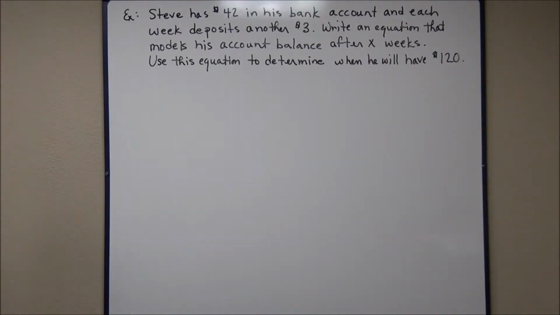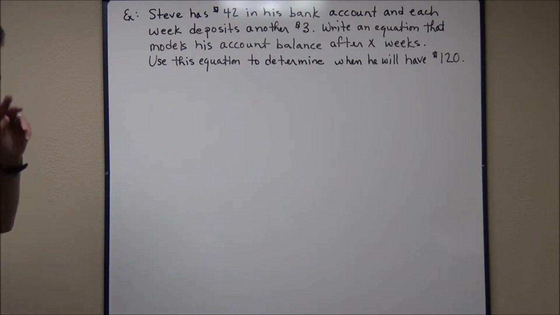Okay, we have a little story problem here that we're going to use slope-intercept form on. It says Steve has $42 in his bank account, and each week deposits another $3. Write an equation that models his account's balance after x weeks, not after 1 week, 2 weeks, 3 weeks, after x weeks. So that's where we're going to get the equation here, and then we're going to use this equation to determine when he will have $120.